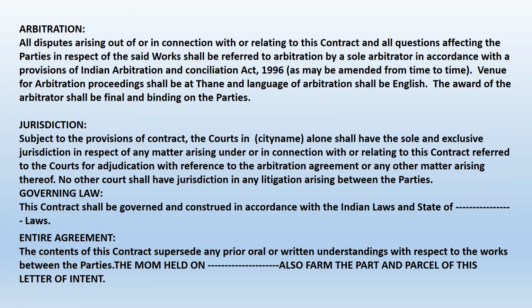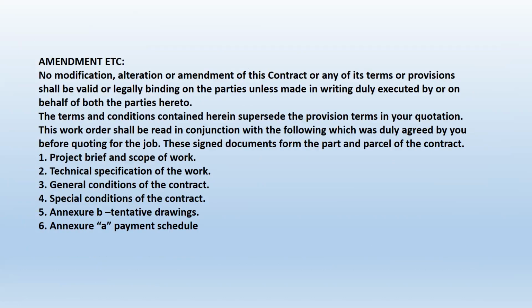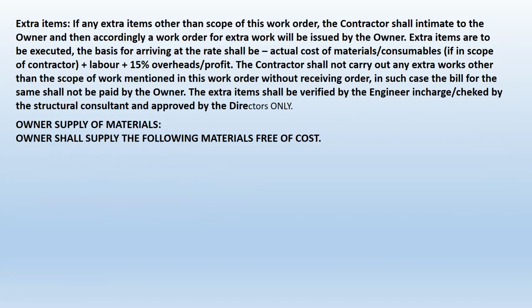Always the entire agreement has to be mentioned, stating that this agreement supersedes the earlier discussions, etc. And if there is any attachment to that, that also has to be identified in the work order. Then we are coming to the amendments. If there are any amendments, they have to be identified in writing. Generally, the precedence of the work order will be like this: project brief, technical specification, general conditions, special condition, tentative drawing, payment schedule, etc.